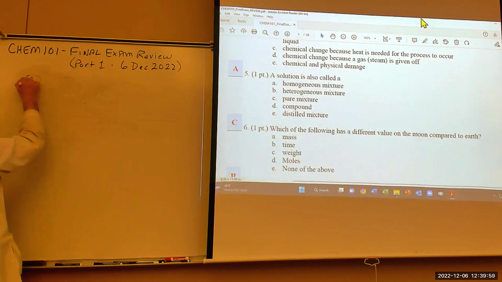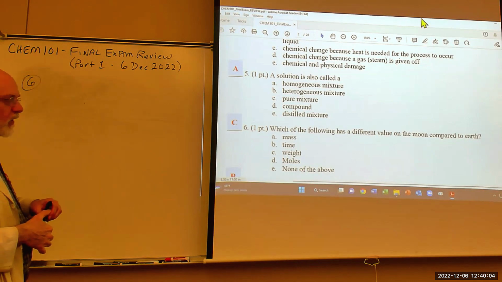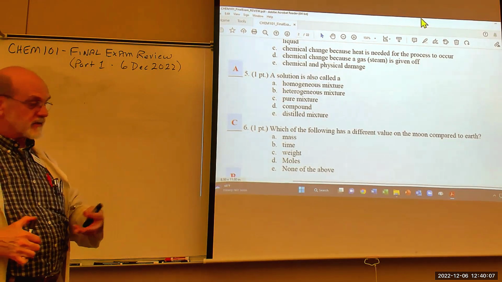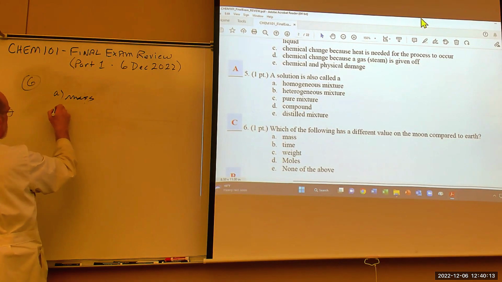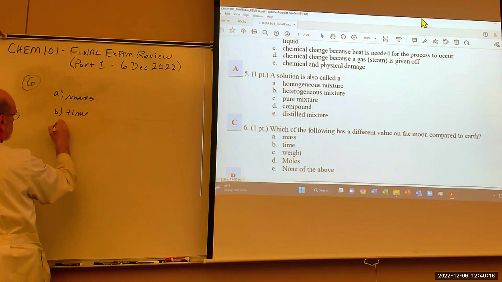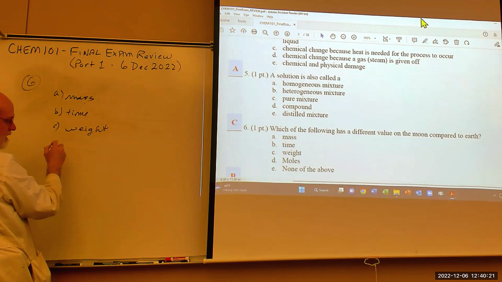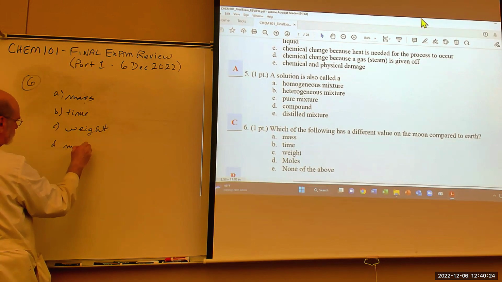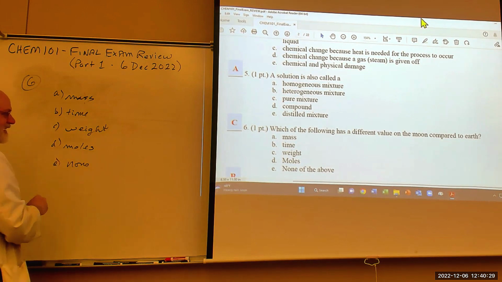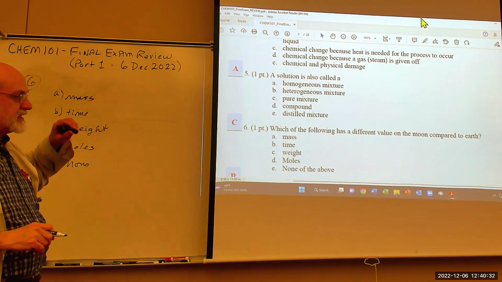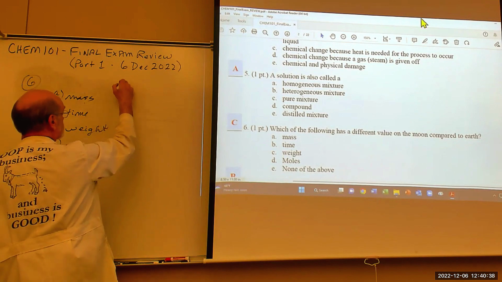Number 6. Which of the following has a different value on the moon compared to the Earth? Well, we look at our choices, right? We have mass, we have time, we have weight, and we have moles, and we have none. Okay, so we're looking which one has a different value on the moon than it does on the Earth. Where's the difference?